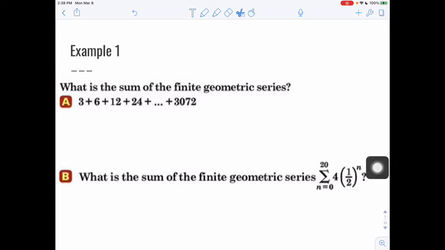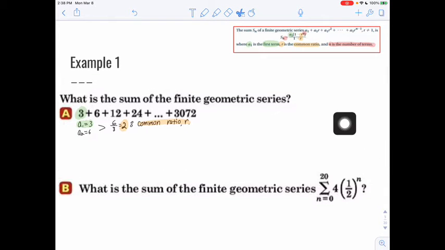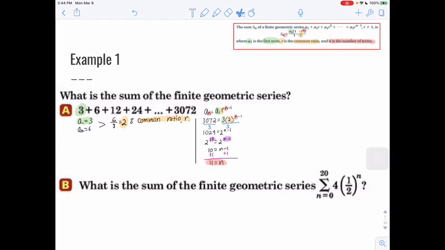Example 1 says, what is the sum of the finite geometric series? For part A, we have 3 plus 6 plus 12 plus 24, all the way until we get to 3,072. At the top, I have the formula from the previous slide. Here we see that 3 is our first term, our second term is 6. 6 divided by 3 gives us 2, or the common ratio, r. Now to find the value of n, we can use the explicit formula for a geometric sequence and plug in our a sub 1 of 3, our common ratio of 2, and then we have 3 times 2 to the n minus 1 power will be 3,072.